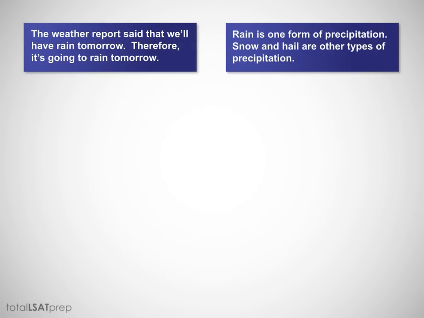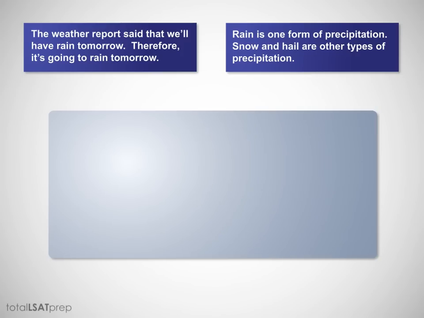The one on the left says, the weather report said that we'll have rain tomorrow. Therefore, it's going to rain tomorrow. The one on the right says, rain is one form of precipitation. Snow and hail are other types of precipitation. Okay, so what's going on here? These two passages have some things in common. So they're both somehow about rain and they're both short. But they're also different in a very fundamental and important way.